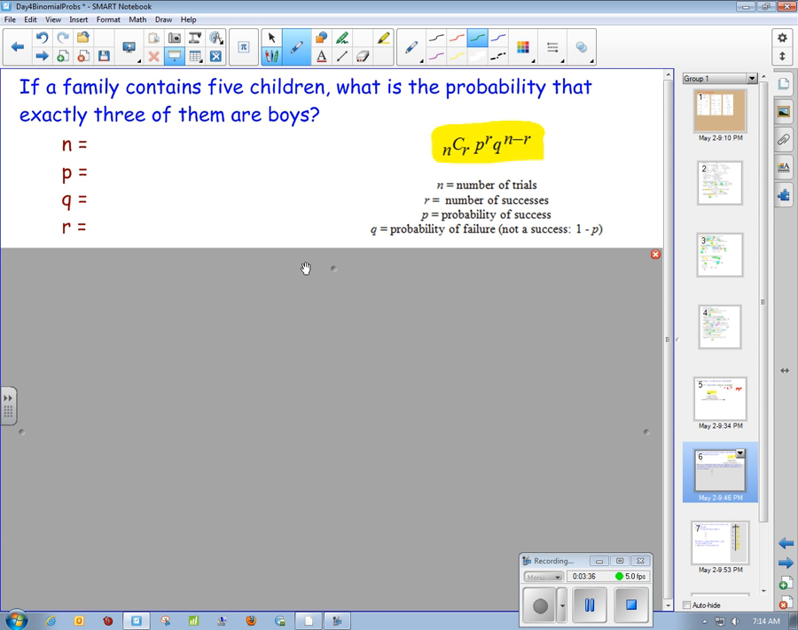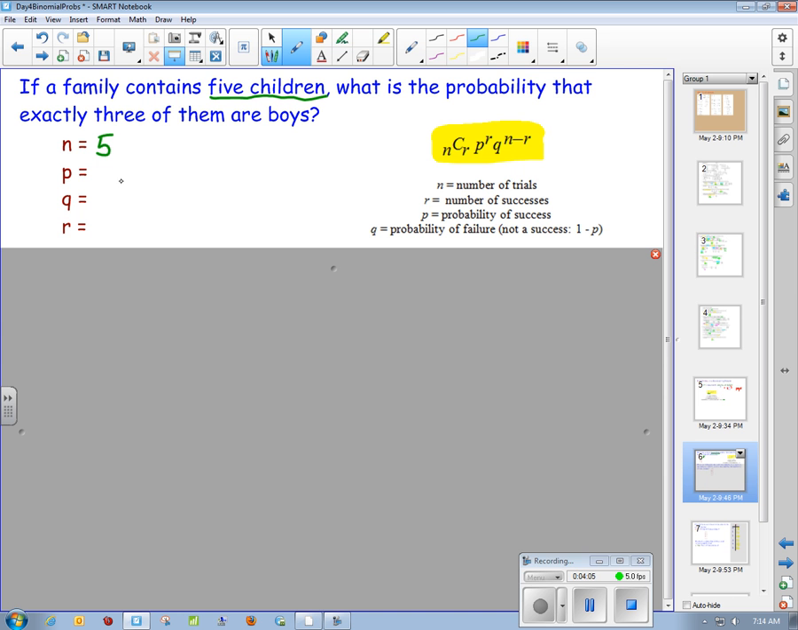Okay, here's an example. If a family contains 5 children, what is the probability that exactly 3 of them are boys? Well, we're going to begin by identifying our 4 inputs to this formula. We are going to run an experiment. Our experiment is actually those 5 children. So in this case, n is equal to 5. We have to define what success is. Now we're asking about boys, so we'll say that success is having a boy in the family.